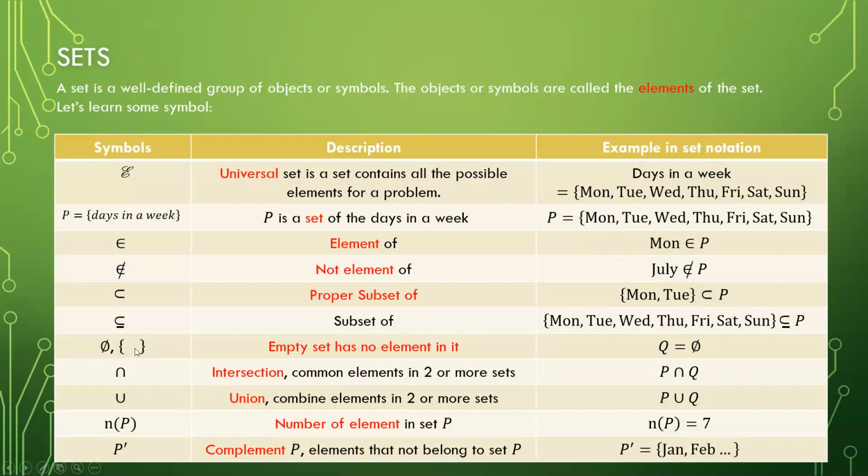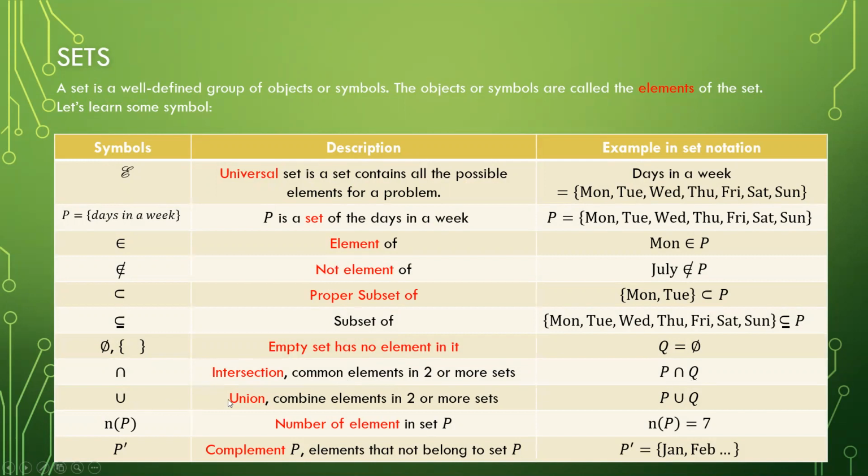All right. This is called the empty set, with a symbol like a zero with a slash, or it can be in brackets but with nothing inside. It's called the empty set. There is nothing inside. And this symbol here is called intersection. The intersection is the common elements between two or more sets. Let's say P intersect Q, so we are finding the common elements inside P and inside Q.